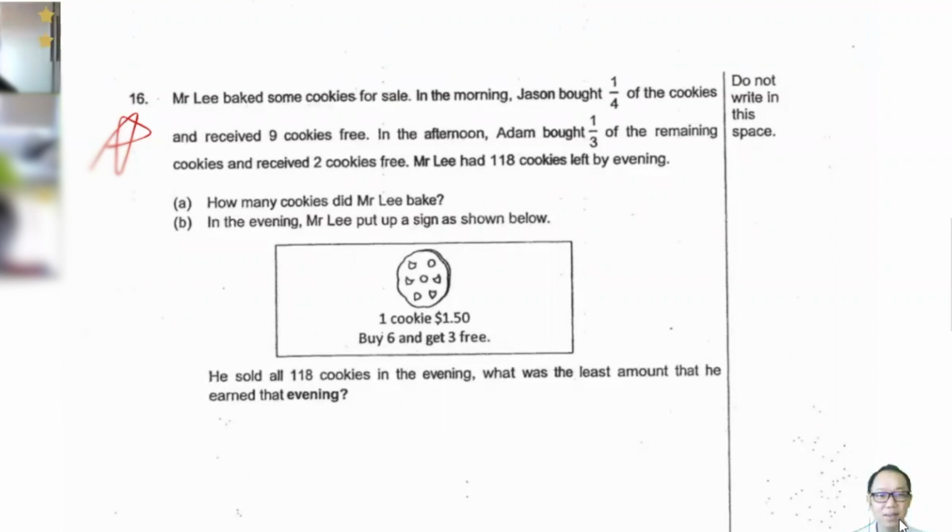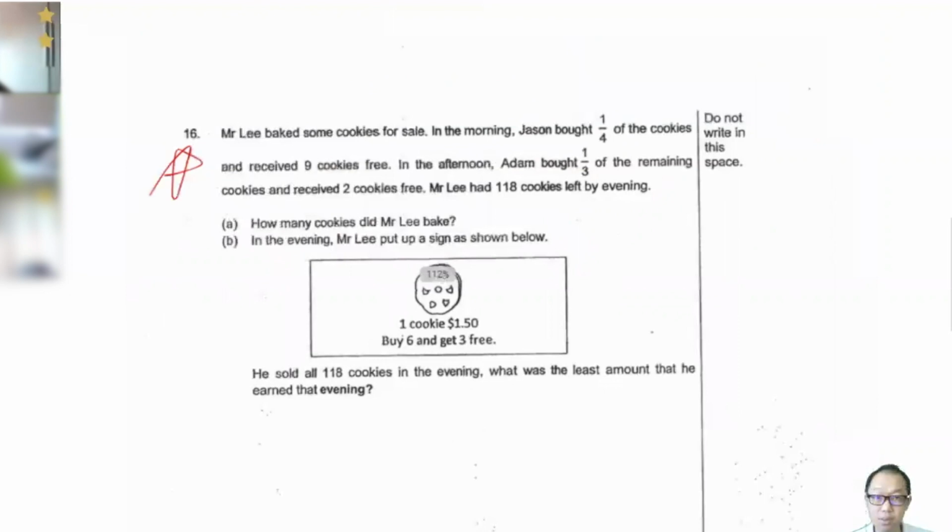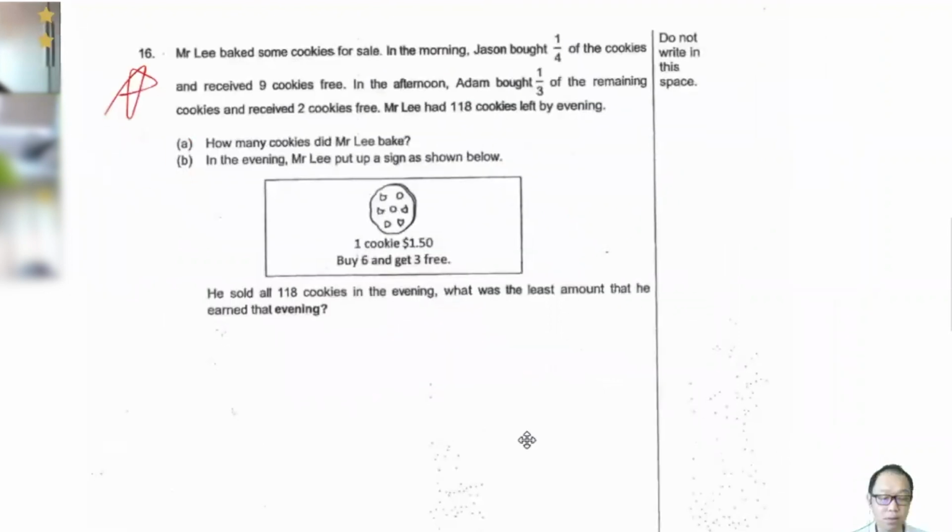So let's take a look at this question. First off, what kind of question is this? Let me read. Mr. Lee baked some cookies. In the morning, 1/4 of the cookies were bought and 9 were received free. In the afternoon, bought 1/3 of the remaining. Remainder concept, okay? But this is a slightly more difficult remainder concept because it involves additional free cookies. I'm going to use model drawing to solve this question. Let's draw a model.